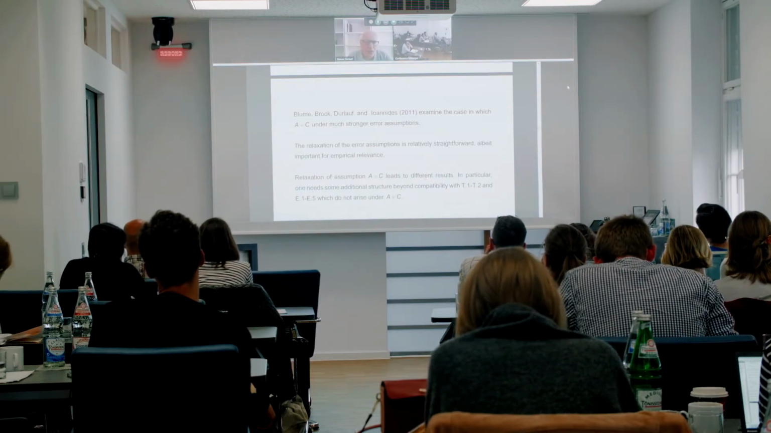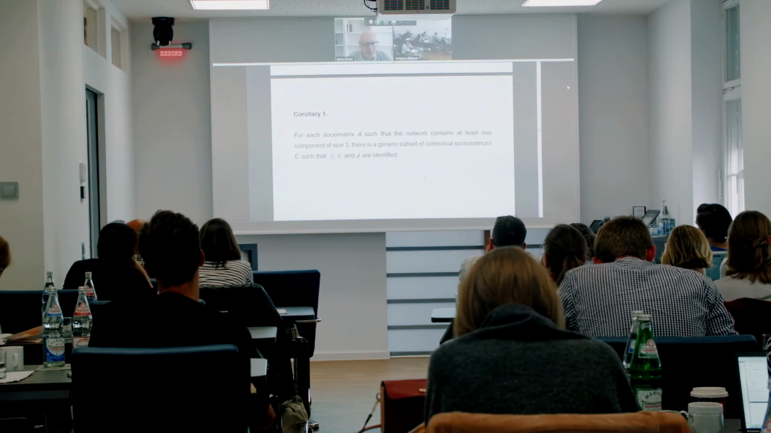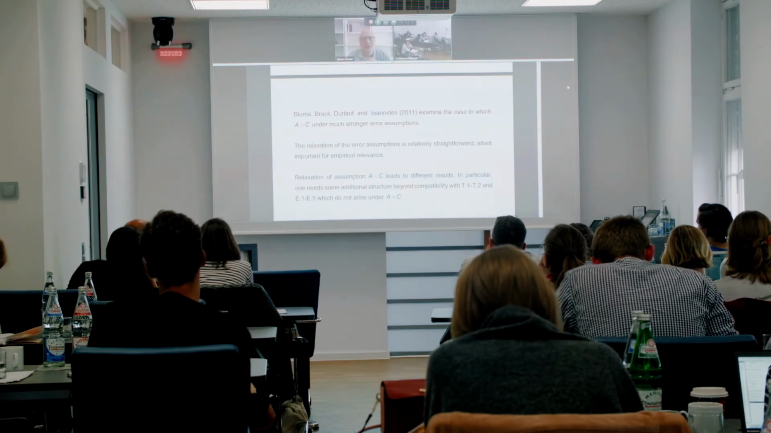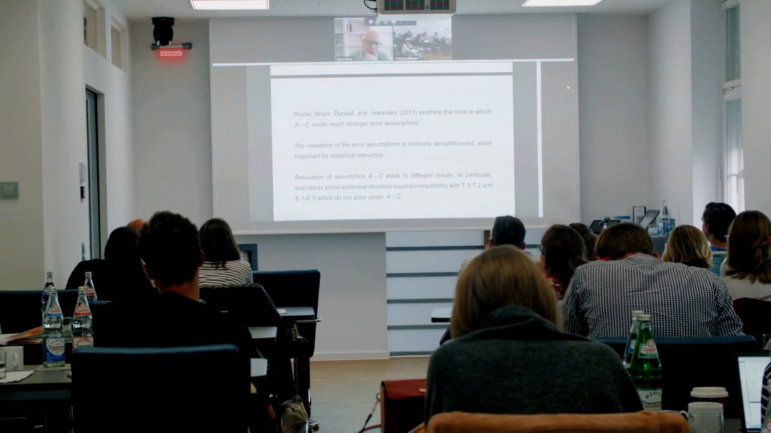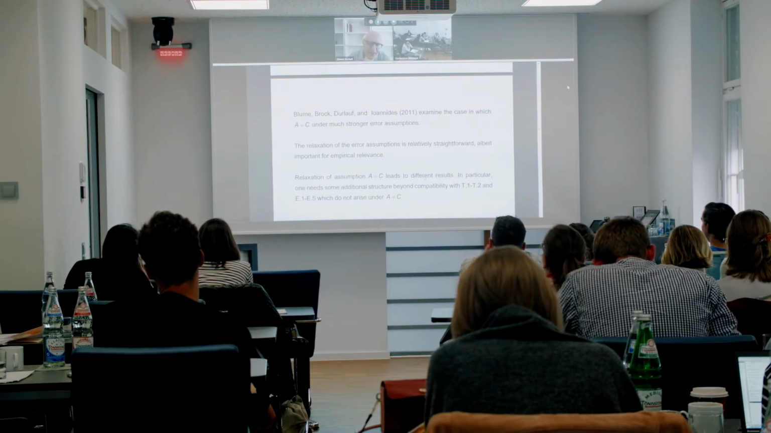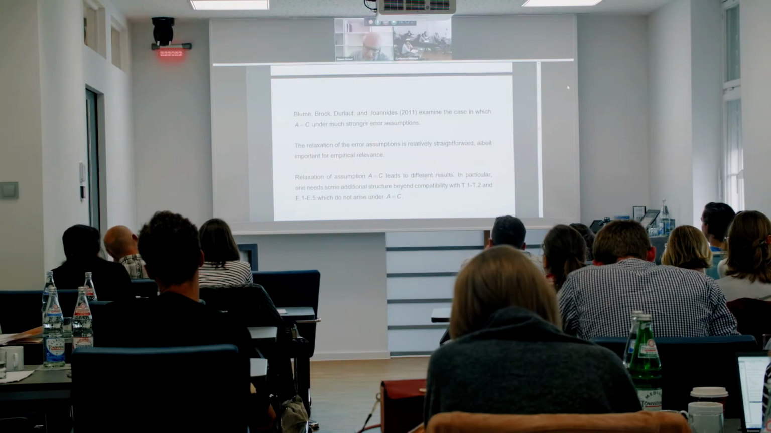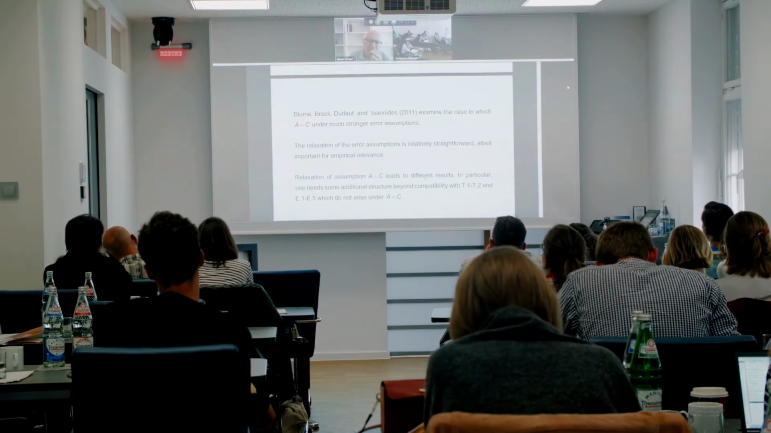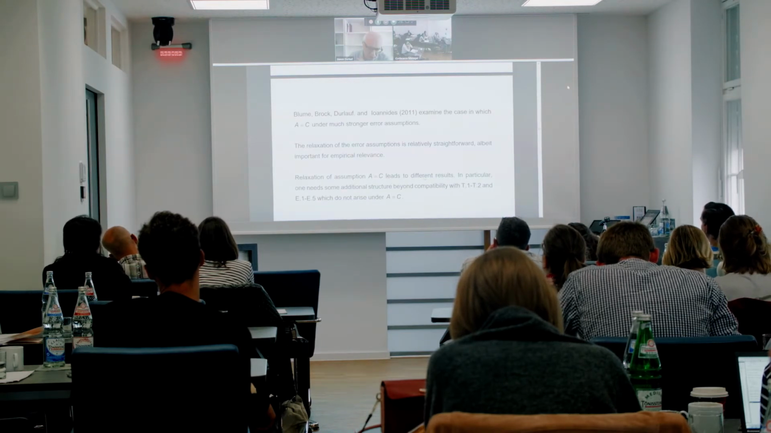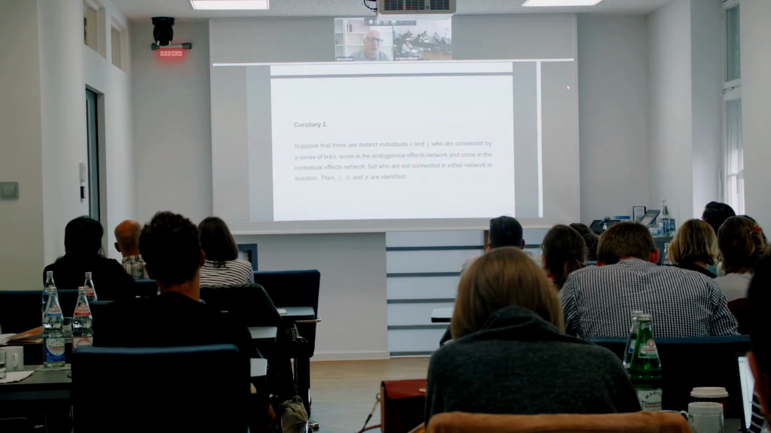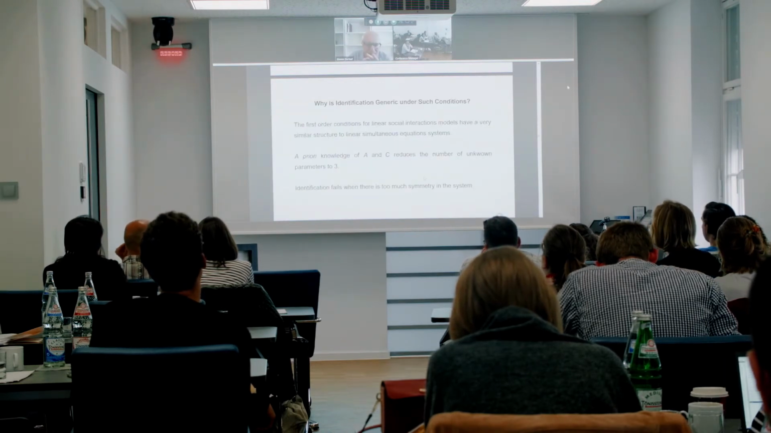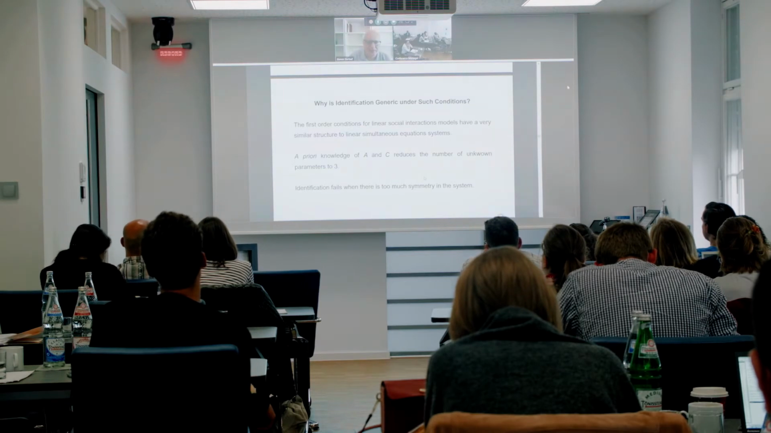All right, so here's the big theorem. What the theorem says is the following: identification is generic. In other words, identification holds for almost every social structure. I could go through a lot of complicated explanations, but this is what we want to know.